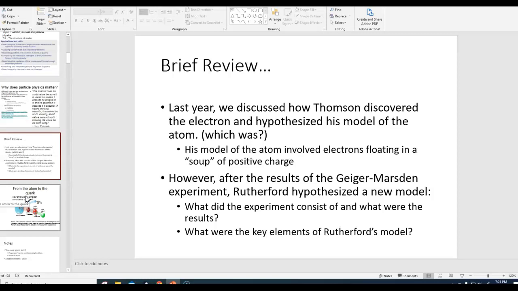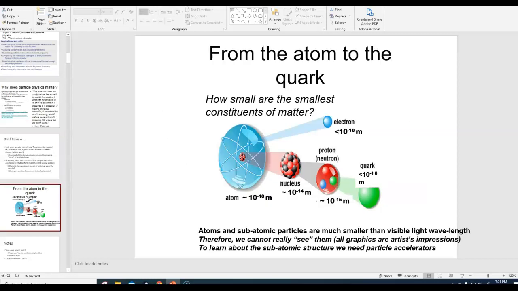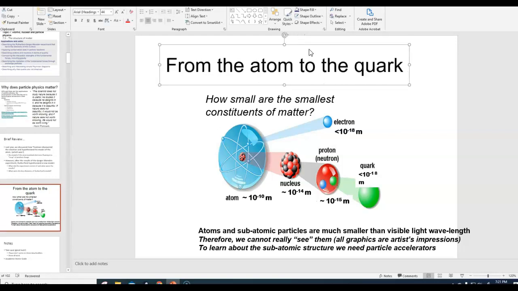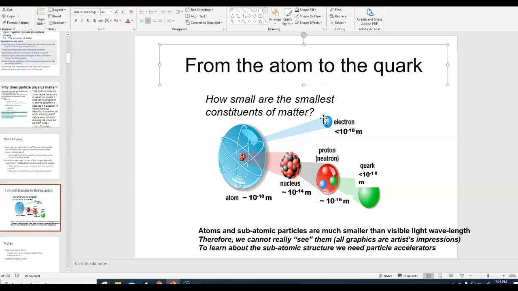Okay, so all we knew at this point was there is a small, positively charged, dense center of the atom, and we knew about electrons. And that was basically it. Over time, our knowledge and understanding of what the smallest particles in the universe are has increased.